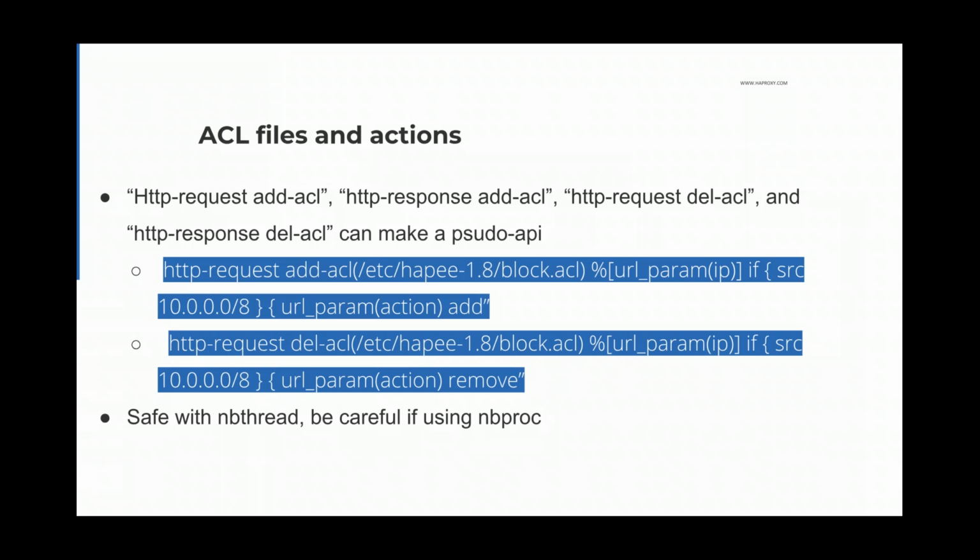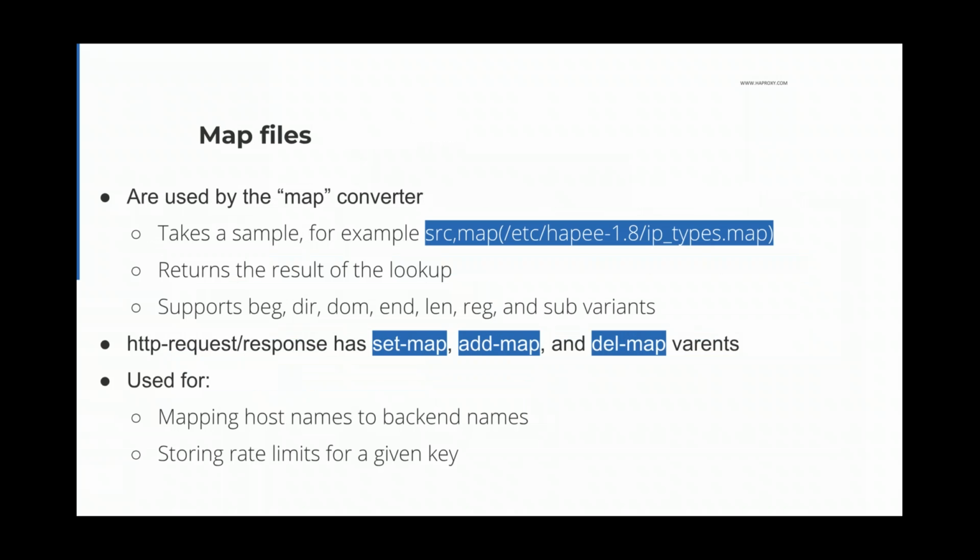If you're using nbthread, you can do this without any concern. If you're using nbproc, which has multiple processes, each process will have its own view of the ACL, so you're better off using something like LB update to distribute the ACL file to all of your processes, or using a shell script that loops through all your processes.